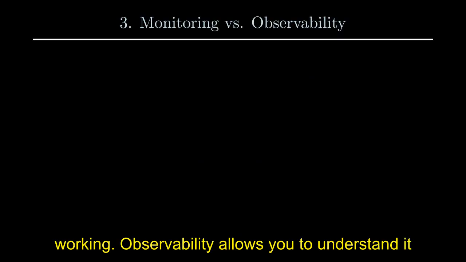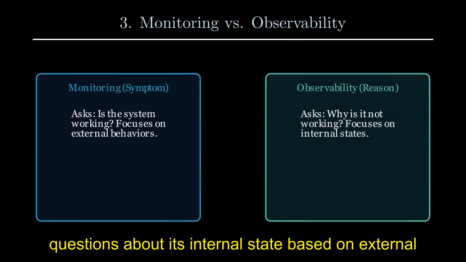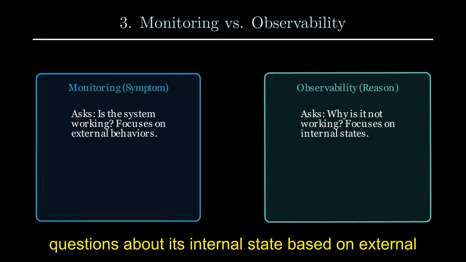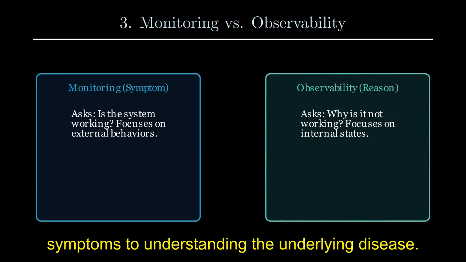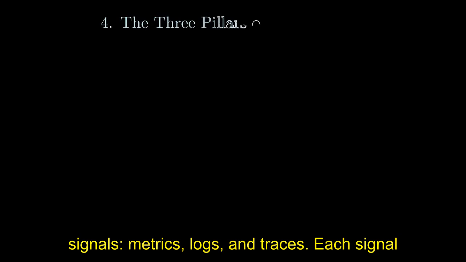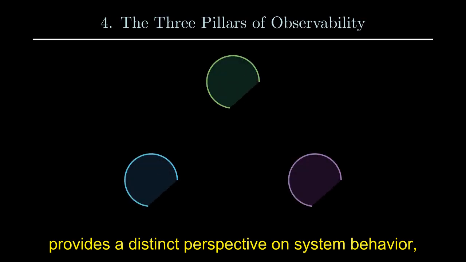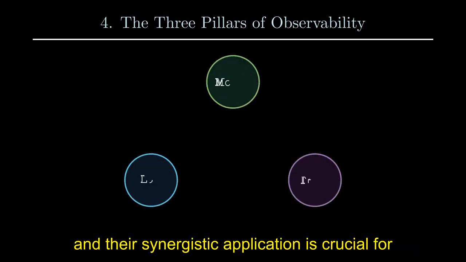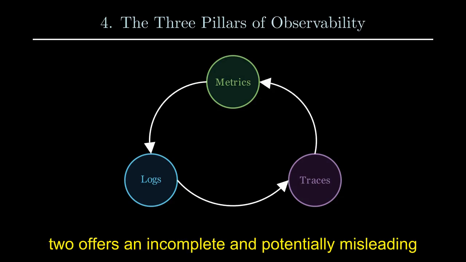Monitoring tells you if a system is working. Observability allows you to understand why it is or isn't working, enabling you to ask arbitrary questions about its internal state based on external data. It shifts the paradigm from knowing the symptoms to understanding the underlying disease. Observability relies on three fundamental data signals: metrics, logs, and traces. Each signal provides a distinct perspective on system behavior, and their synergistic application is crucial for comprehensive understanding. Relying on only one or two offers an incomplete and potentially misleading view.